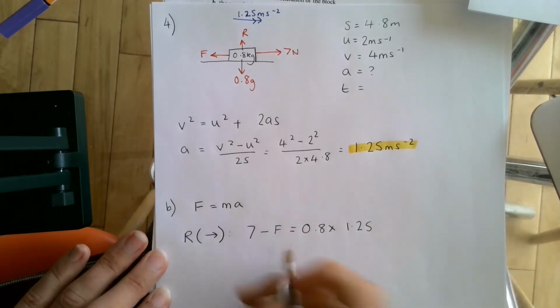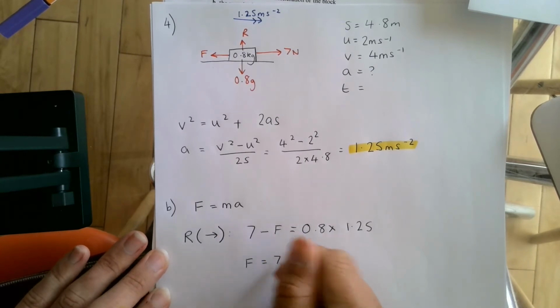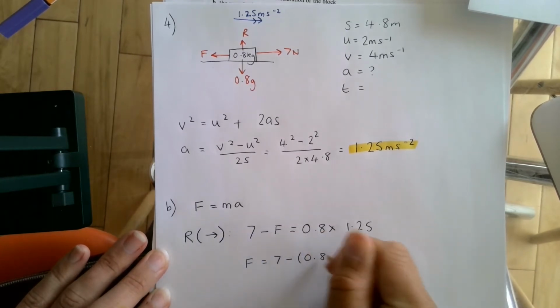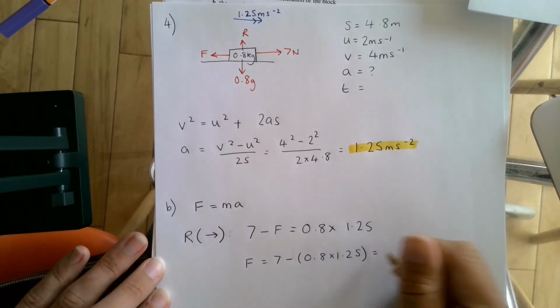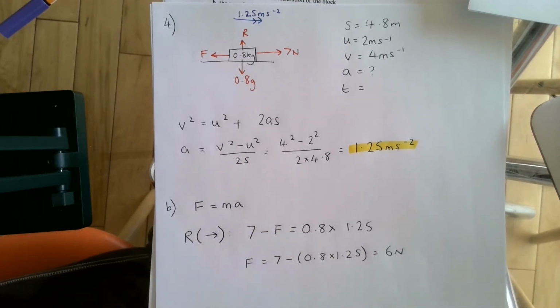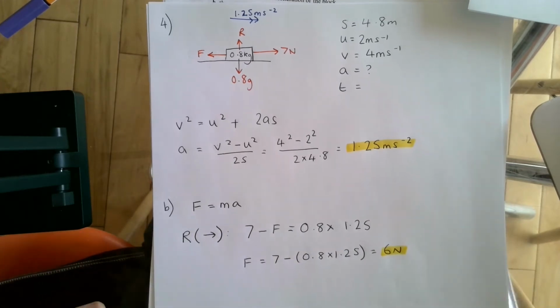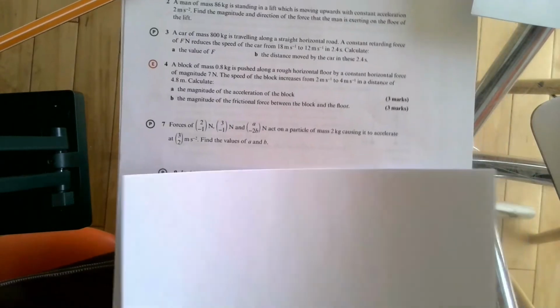Therefore, we can work out F because F is equal to 7 minus 0.8 times 1.25. I've just rearranged the equation above, and that gives me an answer of 6 newtons. So the frictional force is equal to 6 newtons. So that's question 4. The next question was question 7, and that's this one down here.